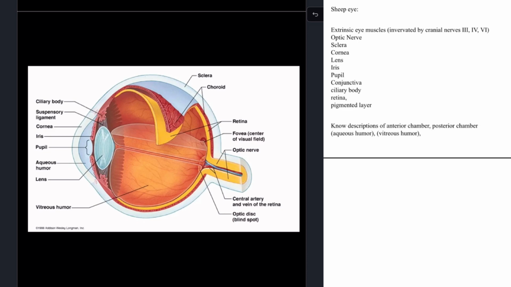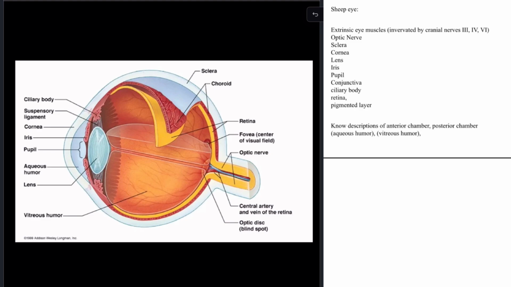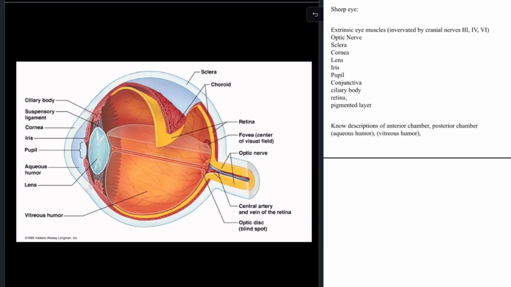All right, now going over the eye model. Before I go over the sheep model, I think it's best to go over the human eye model diagram. And so yeah, let's just get it over with. This should give you a general area as to where the things may be when we look at the sheep eye.